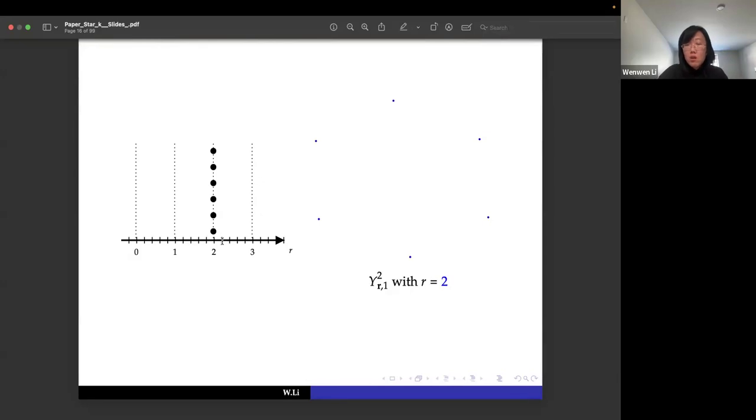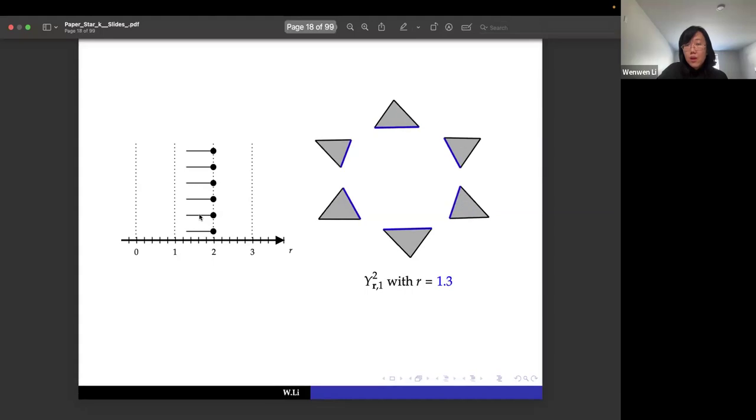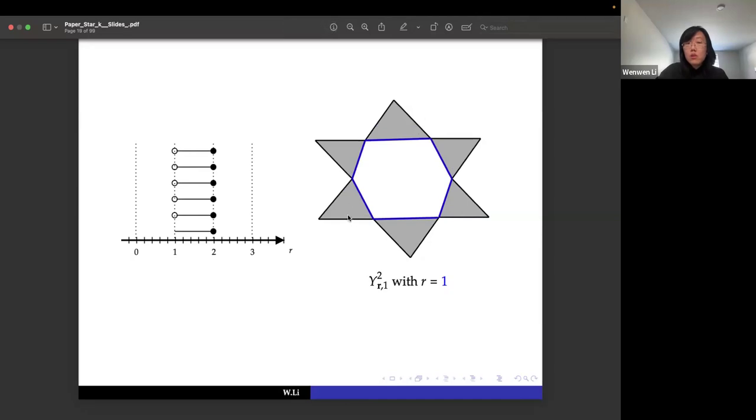Okay, so now let me decrease R. So R equals 1.7. Now instead of 6 points, we have a space that consists of 6 triangles. But here we still have 6 path components. Therefore, we keep those 6 generators alive for H0. Now if we further decrease R, as you can see, those triangles get larger, but we still have 6 path components. However, when R equals 1, those 6 triangles merge into 1 path component. Therefore, at R equals 1, we kill 5 of the 6 generators for H0, and we keep 1 of them. So 1 of the generators is alive.